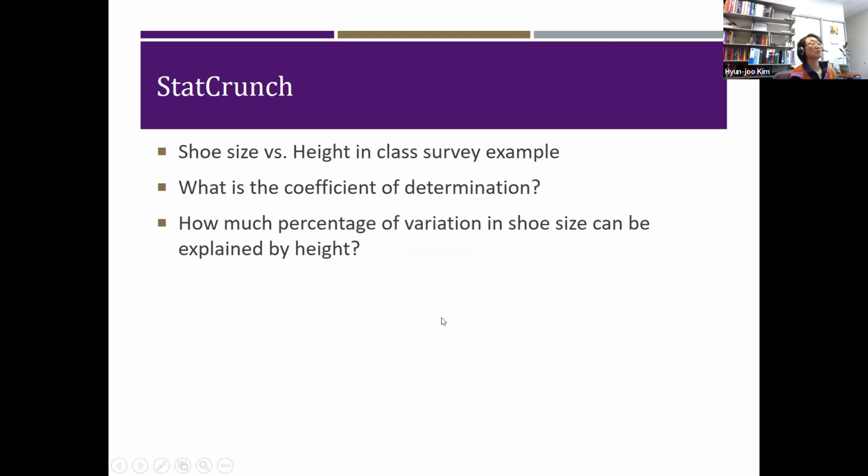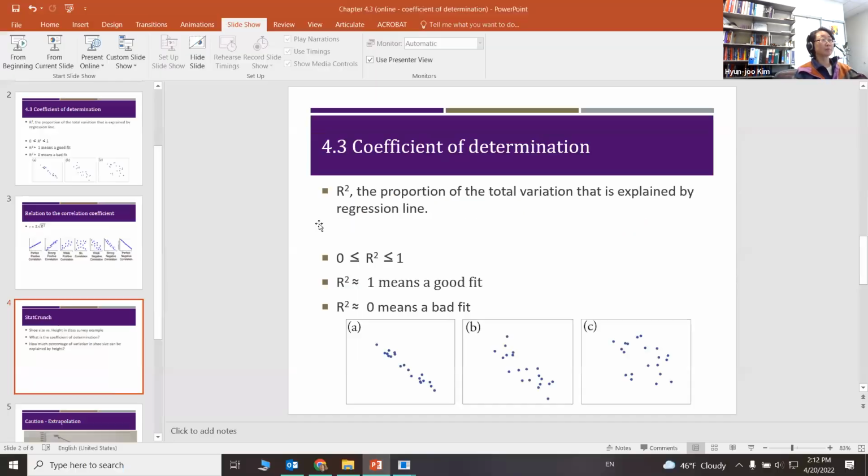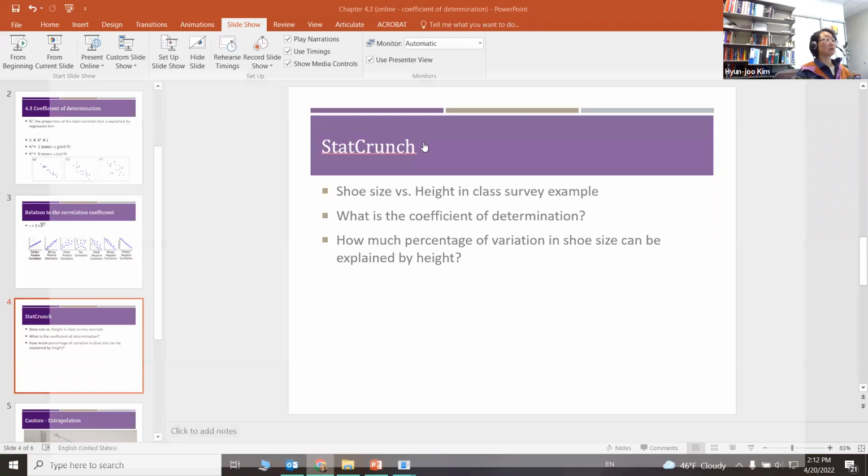Going back to our StatCrunch example, we're going back to the shoe size and height example, and we're going to see how we can find the coefficient of determination, which is R squared. The last question is: how much percent of the variation in shoe size can be explained by the linear regression line with height? So it's just asking for R squared, which is another way you might be asked for it.